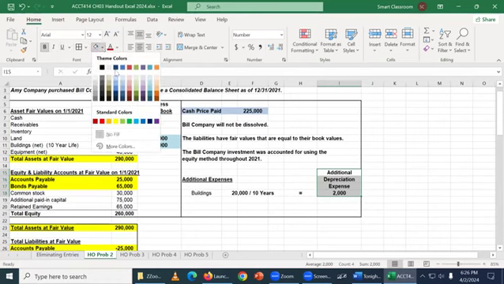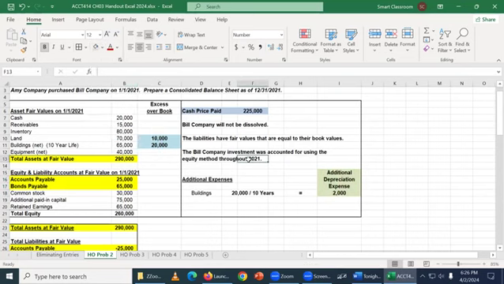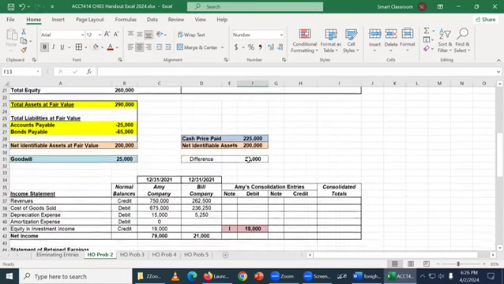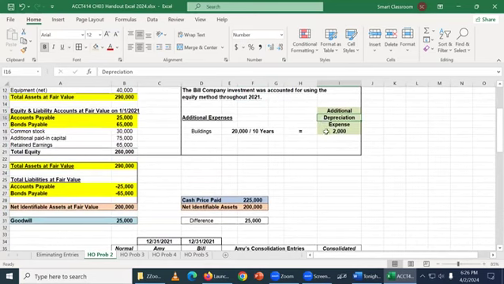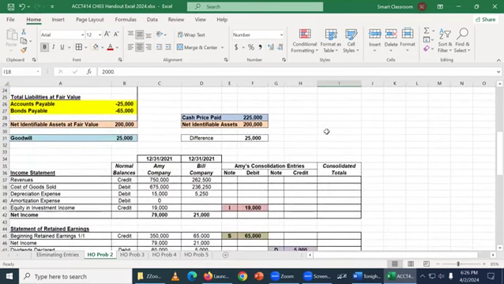And let's make our expenses. Have we used green yet? I don't think so. Have we? No, we have not used green. Okay, so the additional depreciation expense is green here.